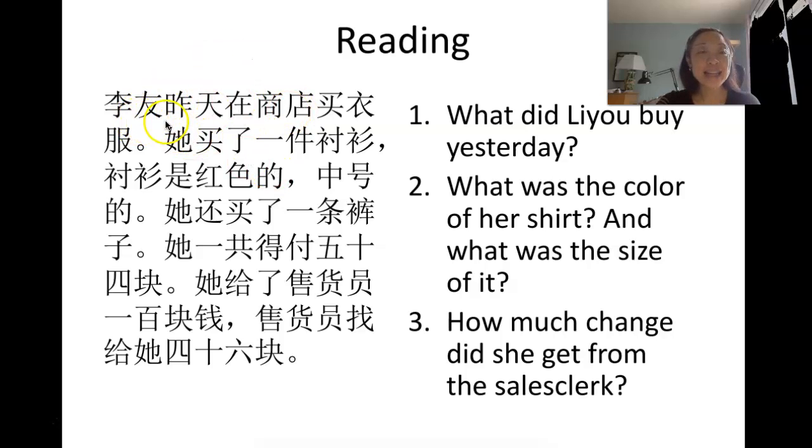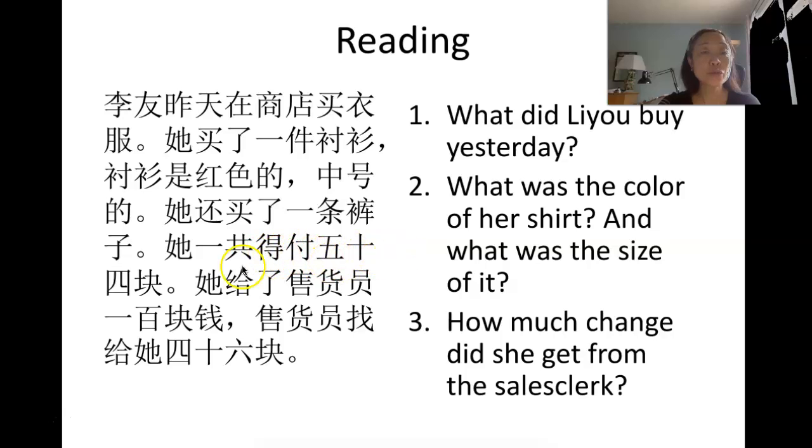好，李友昨天在商店买衣服。So, 李友 yesterday at a store buy clothes. So, 李友 bought some outfits yesterday at a store. 他买了一件衬衫。She bought a shirt. 衬衫是红色的。The shirt was red. 中号的, medium size. 好，她还买了一条裤子。She also bought a pair of pants.